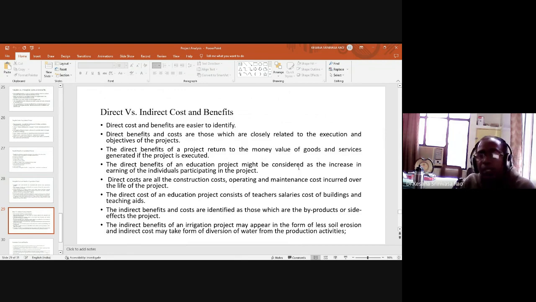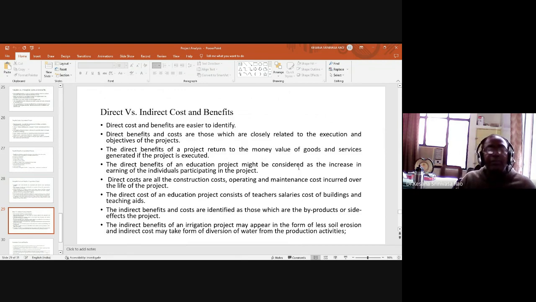These depend upon how closely you are related to the execution of the project and what the objectives of the project which you have framed are. The direct benefits are a project's return to the money value of goods and services generated if the project is executed perfectly. The direct benefits of an education project might be considered as the increase in earning of the individuals participating in the project. Direct costs are all the construction costs, operating and maintenance costs incurred over the life of the project. The direct cost of an education project consists of teachers' salaries, cost of buildings, and teaching aids.